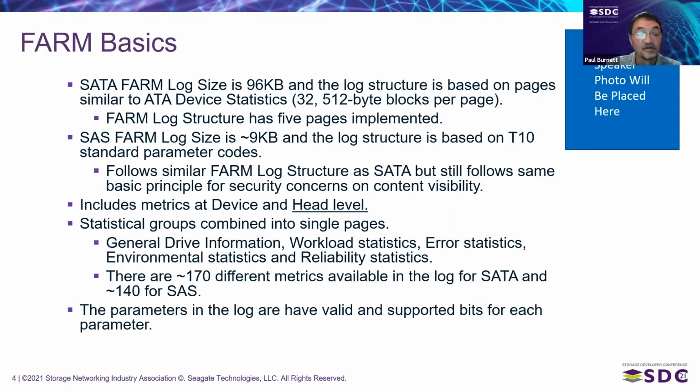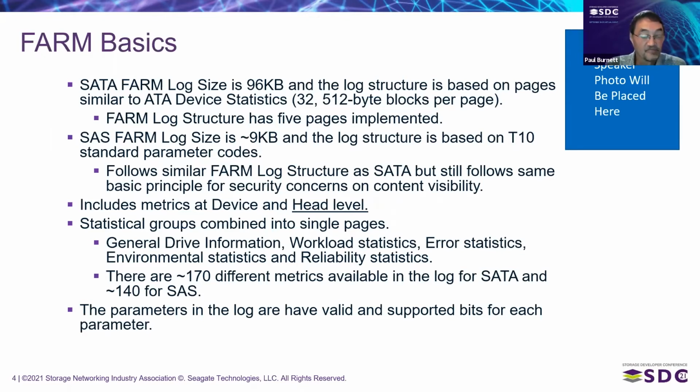The statistical groups are combined into single pages. We have the groups of general drive information, workload statistics, error statistics, environmental statistics, and reliability statistics. There are about 170 different metrics available in the log for SATA and about 140 for SAS. This continues to increase over time as our products develop new features and we find new metrics that can be added into the FARM log to get better predictability.